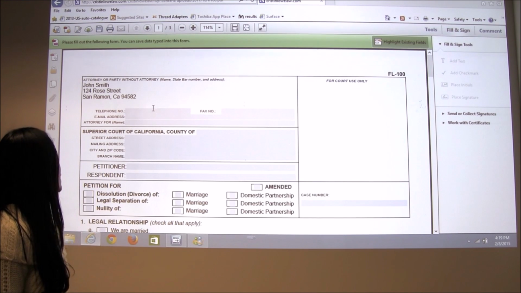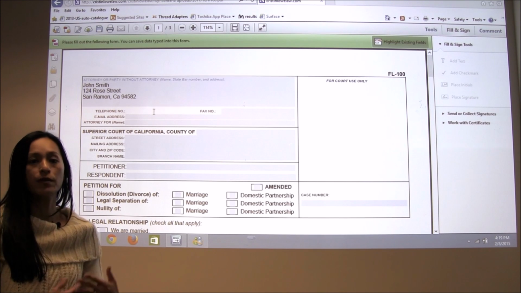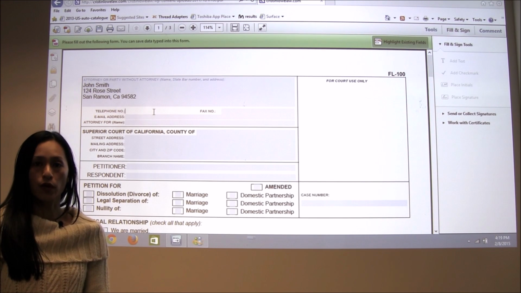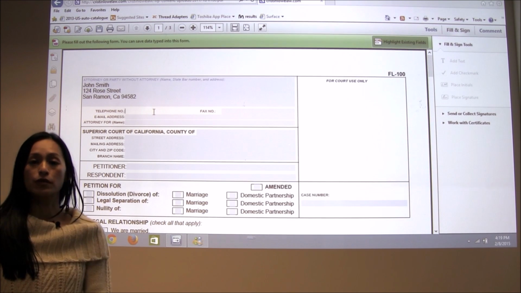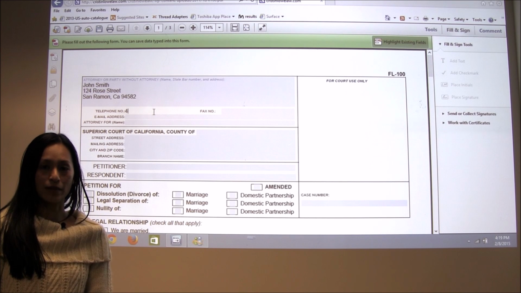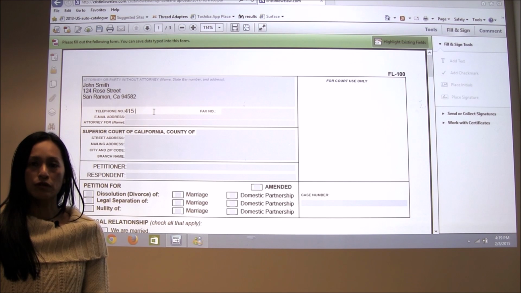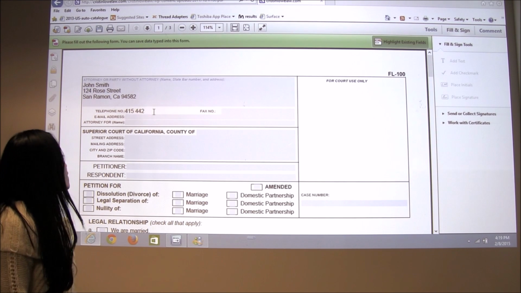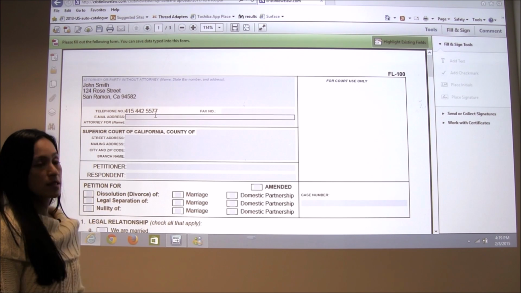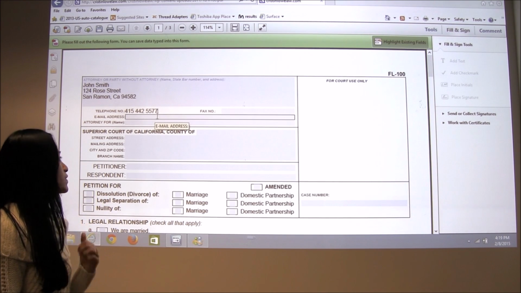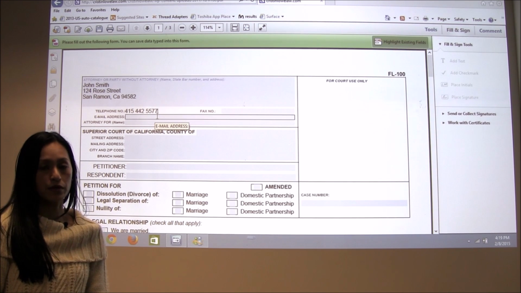The next thing you're going to fill out is a phone number. Again, you can use your cell phone number, your home number, or a work number. You basically need to use a number that the court can reach you at. We're going to pretend it's John's cell phone number, so not a 925 number, but a 415 number for San Francisco County. So 415, 442-5577. If you don't have a fax number, you don't have to fill it in. And if you don't have an email address, or you don't want to disclose your email address, you don't have to do it. Neither one of those is mandatory.